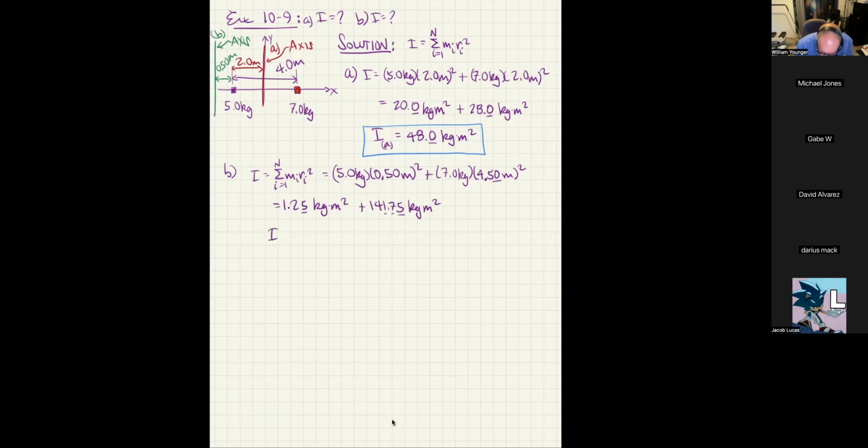So I for part B must be 143.00 kilograms meters squared, but the 3 is not significant, nor is the 0 or the second 0. So we'd have to call this roughly 140 kilograms meters squared if I stuck with the proper sig fig rules. Your book is not sticking with the proper sig fig rules and just called it 143. Anybody have any questions on that?